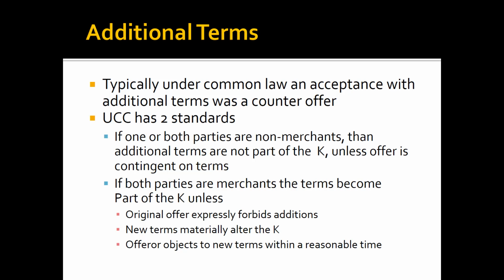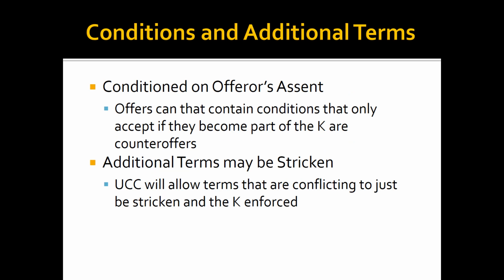If both parties are merchants, then the additional terms in the acceptance do become part of the contract, unless the original offer says no additional terms, or they materially, substantially alter the contract, or the offeror, the person who made the offer, objects to the new terms within a reasonable time. Acceptances that contain conditions, that only accept if the terms become part of the contract, are, however, counteroffers. The UCC will allow terms that are conflicting to just be stricken and the contract to be enforced.